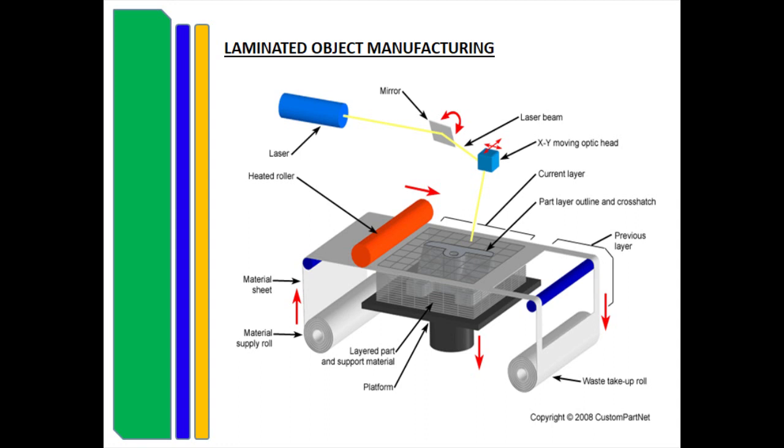Once an object is done printing, it is removed from the build platform and any excess material is cut away. Objects printed in paper take on wood-like properties and can be sanded or finished accordingly. Paper objects are usually sealed with a paint or a lacquer to keep out moisture.